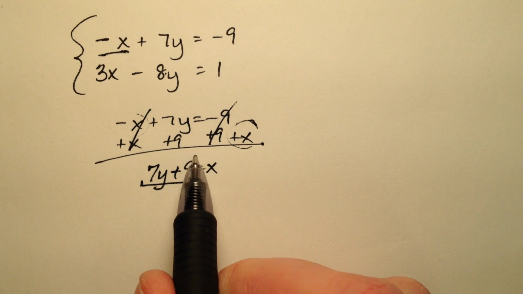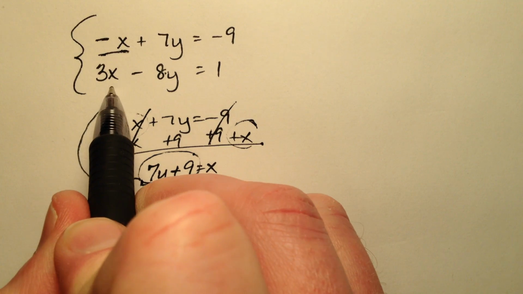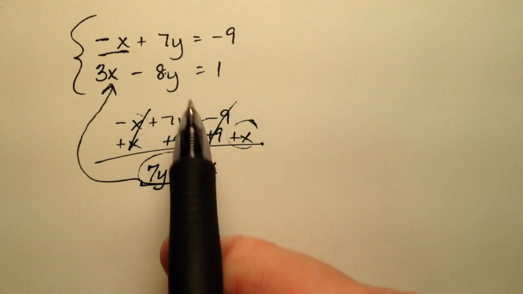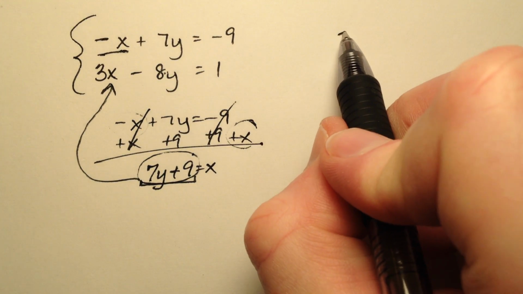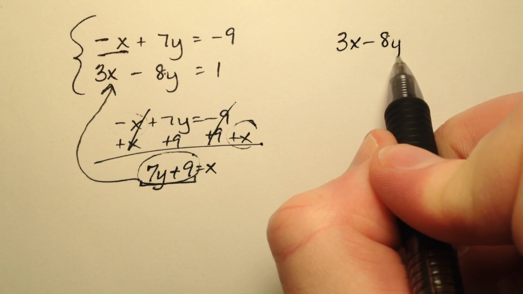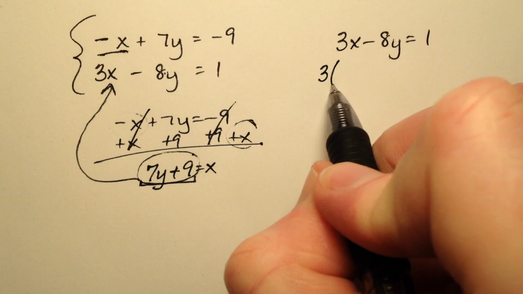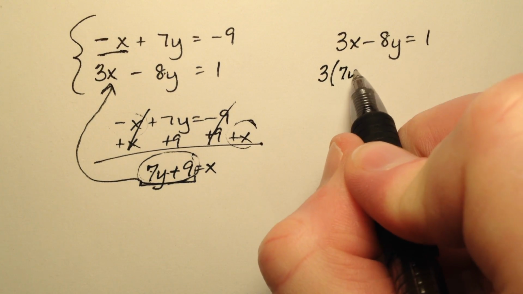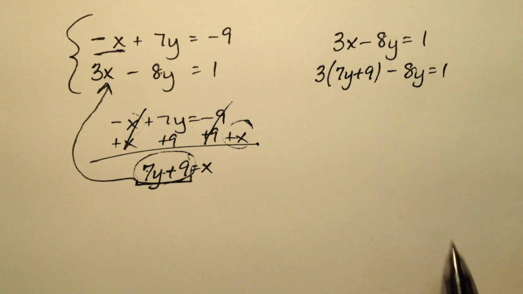So what's going to happen, I'm going to take this 7y plus 9, and I'm going to substitute it in for x, but in the other equation. And in that manner, we can combine these two equations together. So I have 3x minus 8y equals 1. So my value for x, we said, is this expression, 7y plus 9. So 3 times 7y plus 9, minus 8y equals 1.